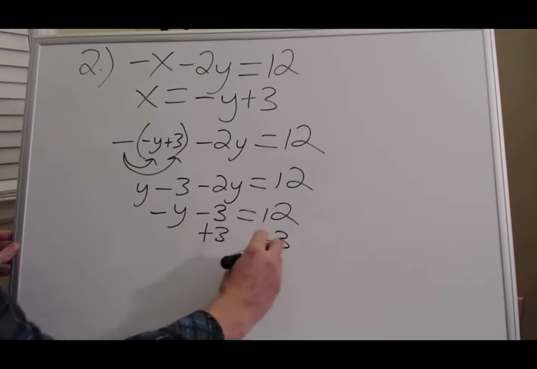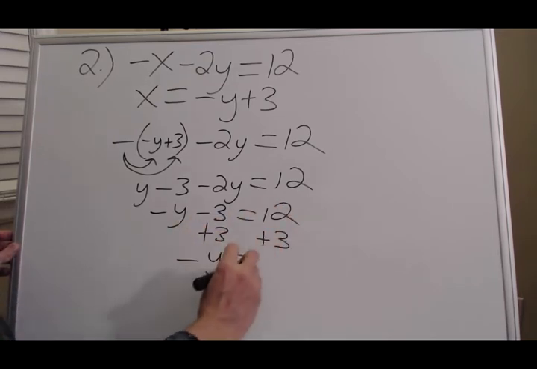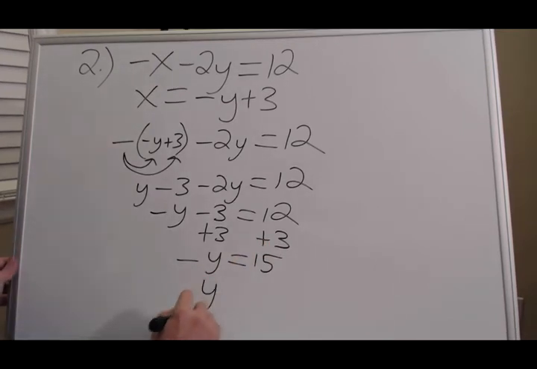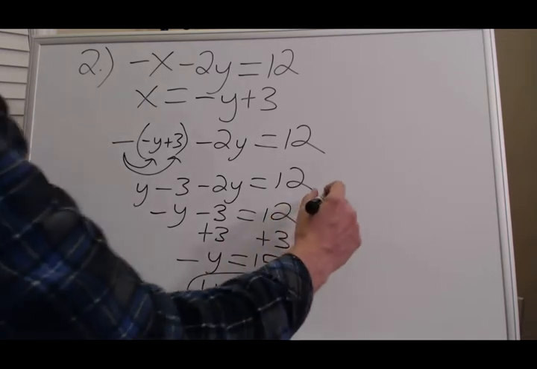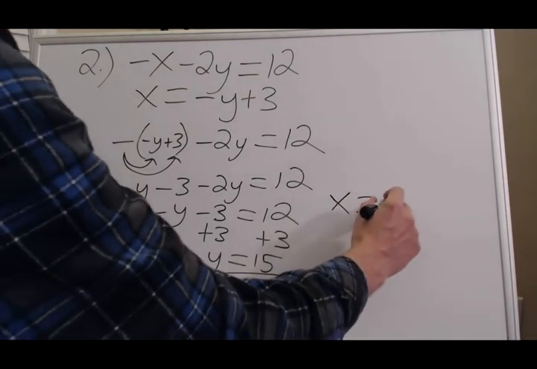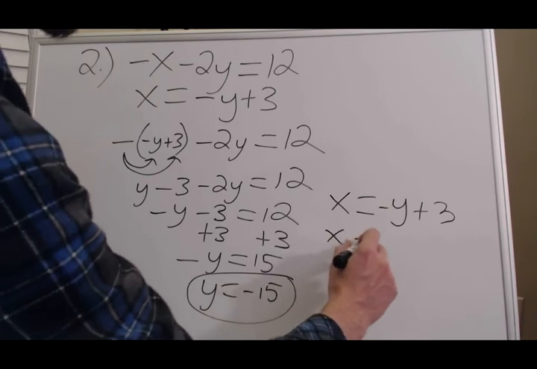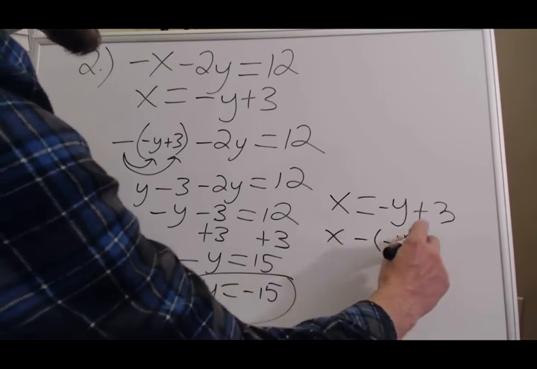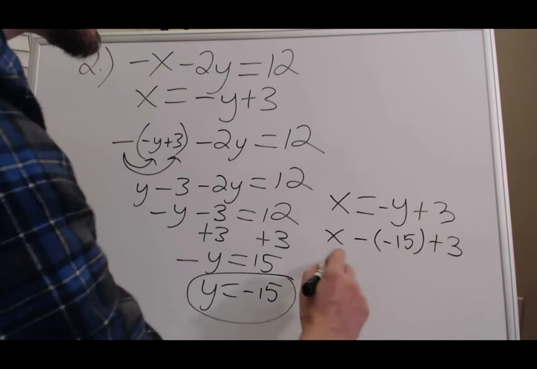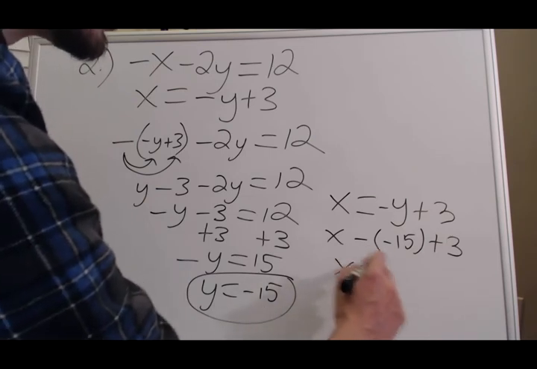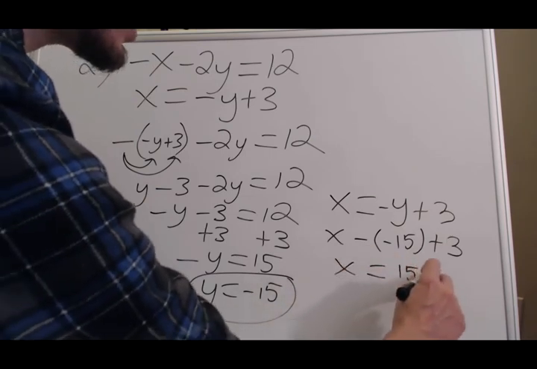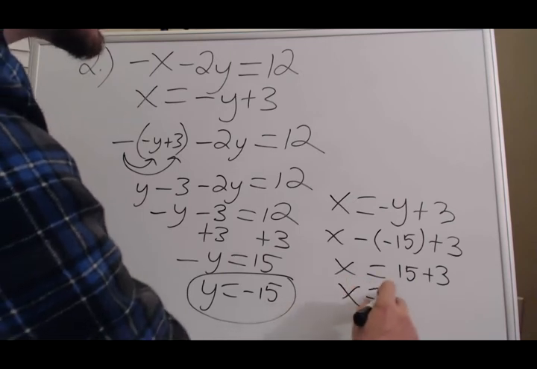We'll add 3 to both sides. Negative y is equal to positive 15. If we divide by negative 1, the sign flips, and we get y is equal to a negative 15. Halfway there, we'll take one of our original equations, x is equal to negative y plus 3, and we'll replace y with negative 15. This gives us x is equal to 15 plus 3, or x is equal to 18.